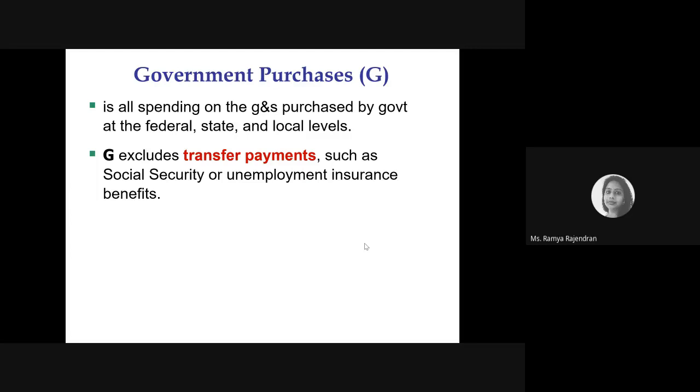For example, pension schemes, unemployment insurance, and the welfare funds the government gave to people below the basic income level during COVID-19. All these things will not be part of government purchases, because the people who got this money will be spending it, going to the shops and spending it. So that becomes their expenditure and will be accounted for there. So transfer payments are not included here.